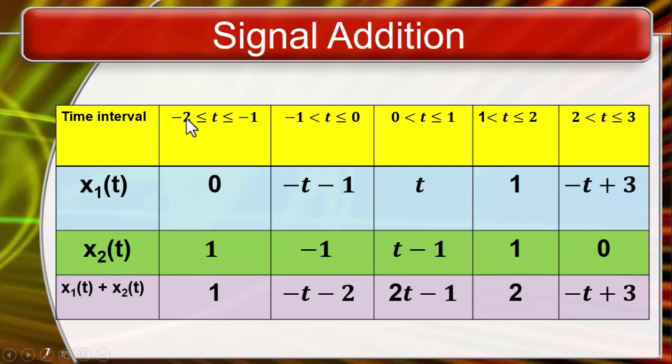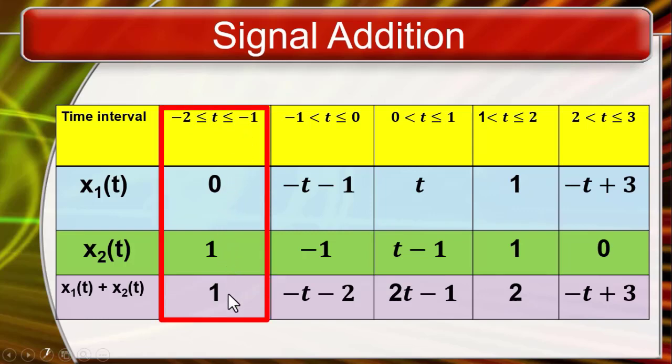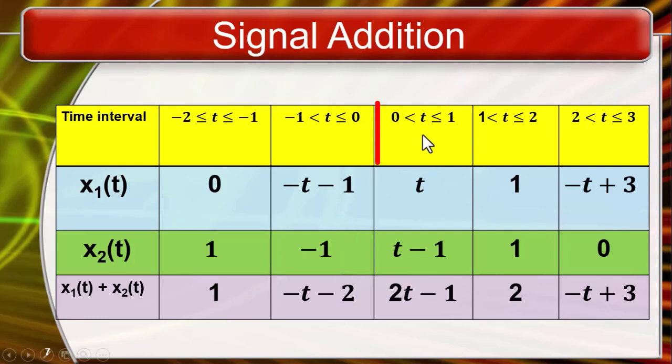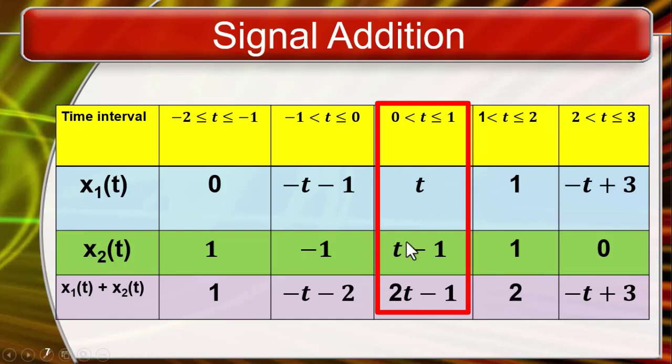Between -2 and -1, x1 of t is 0 and x2 of t is 1, so their sum becomes 1. Between -1 and 0, x1 of t is -t minus 1 and x2 of t is -1. Their sum becomes -t minus 2. Now consider the next interval, when the time lies between 0 and 1. Here x1 of t equals t and x2 of t equals t minus 1. Their sum becomes 2t minus 1.